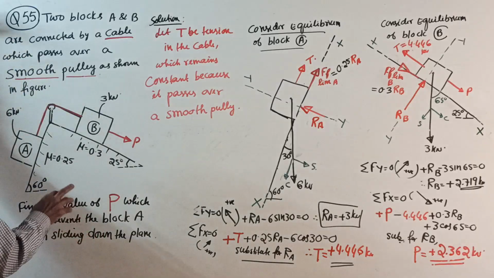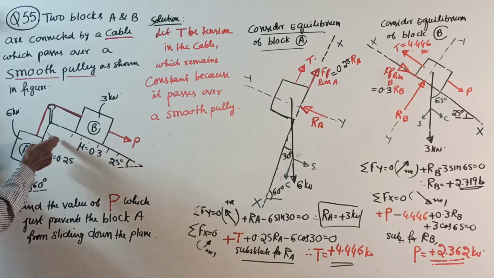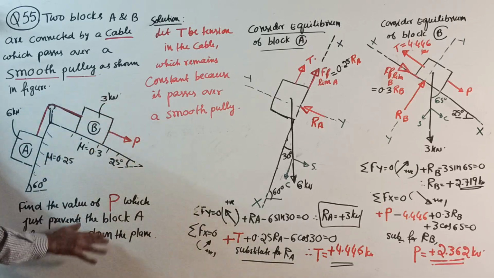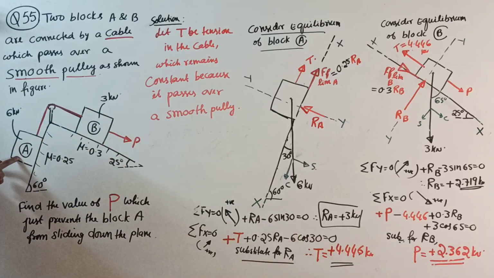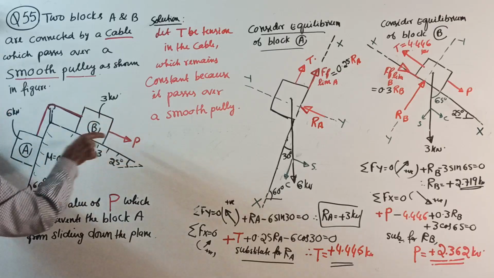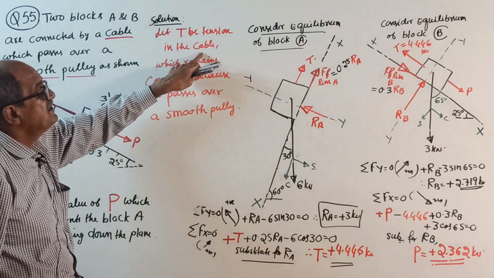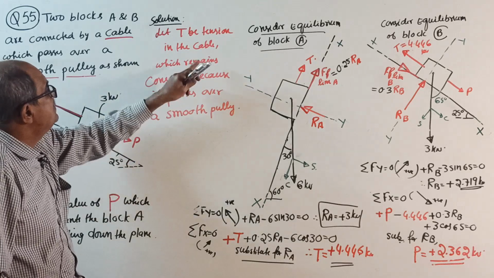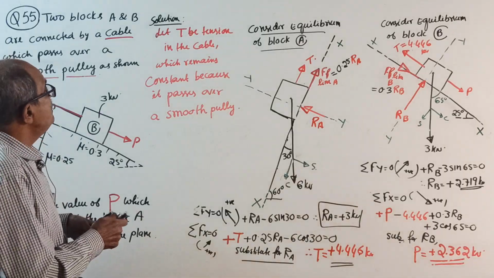Okay, now see here. This is given in the question. This question is: P this way to prevent block A. You can see block A will most probably start sliding down, so a force applied here will prevent block A from sliding down. Let T be the tension in the cable, which remains constant. Now, tension in the cable. Now do one thing, one very important note.